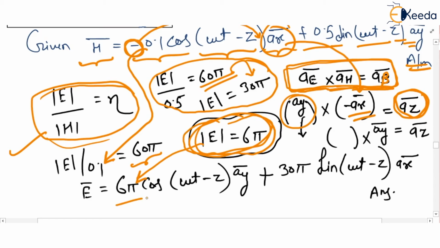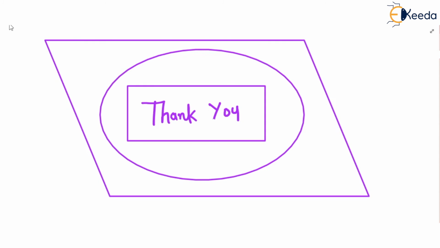So here we will put 6 pi cos(omega t minus z) ay plus 30 pi sin(omega t minus z). Similarly for this component, here ax will appear, so ax cross ay is equal to az. So here ax we will consider. So this is our answer for the electric field. Thank you for watching the video.